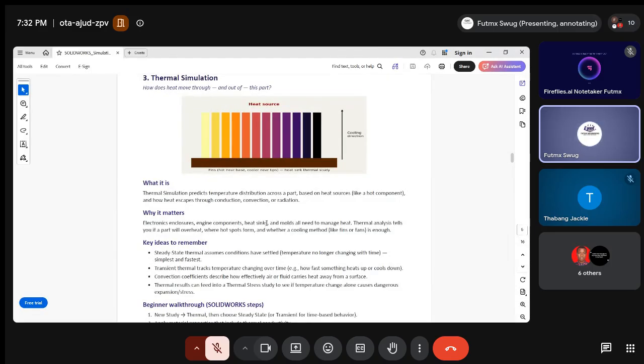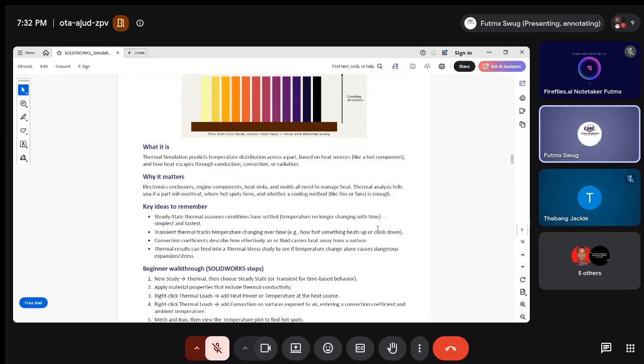But where this simulation actually matters is in our enclosures, engine components, heat sinks in your laptops, and your molds, which all need to manage heat. So this is where you apply your thermal analysis to see the behavior of heat in these appliances or components, and then it will inform your decision on what to do next to mitigate areas of extreme heat. So that's basically all about thermal analysis.